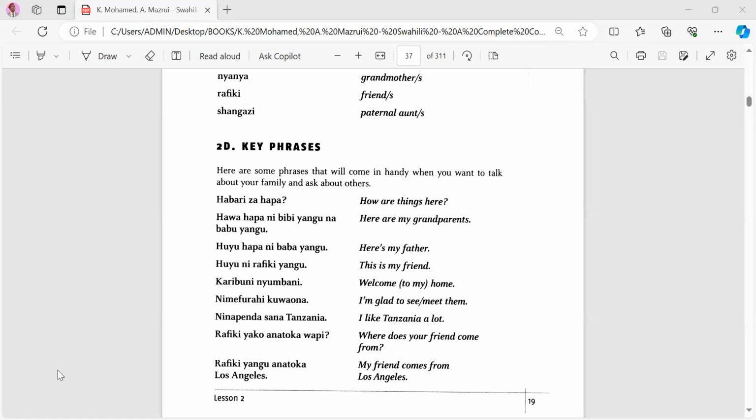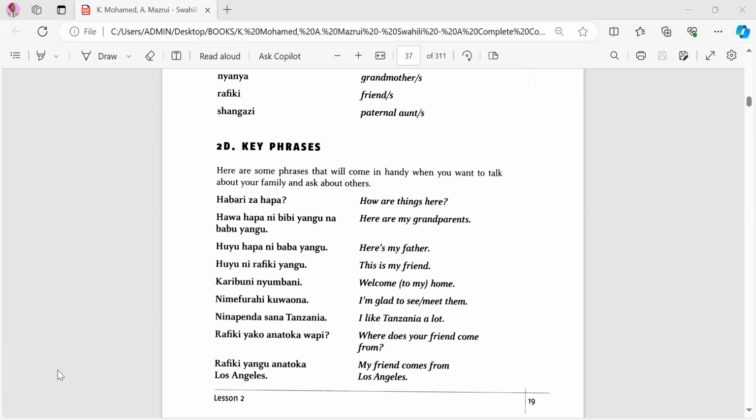Okay. So you see, the first phrase was "huyu hapa". Then you say "hapa ni". So this is "huyu". This "hapa" is like "huyu hapa". The word for is in Kiswahili is "ni", while the word "na" means and. So the word "ni" in Kiswahili means is.